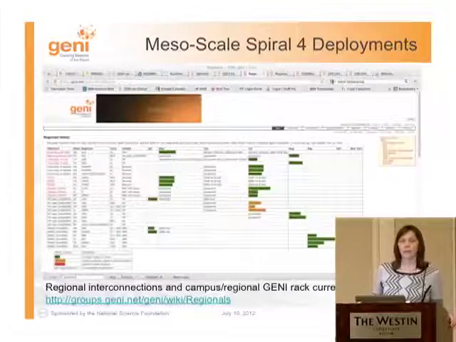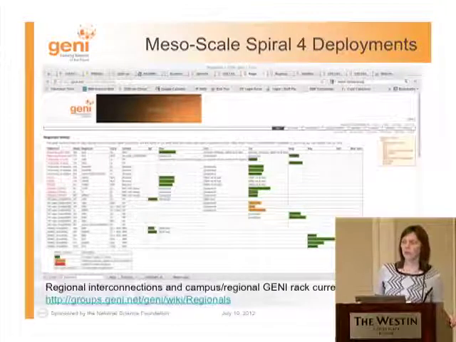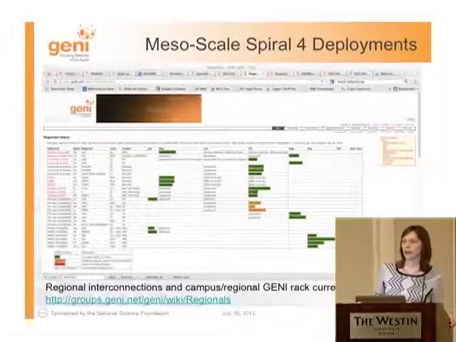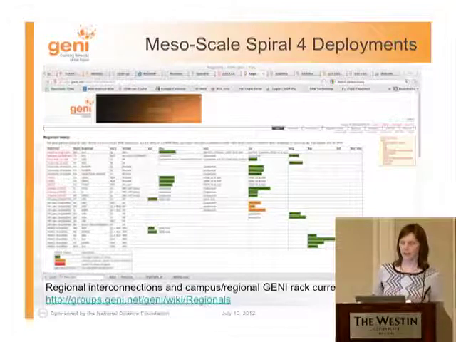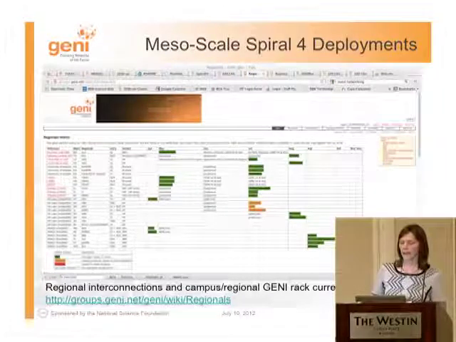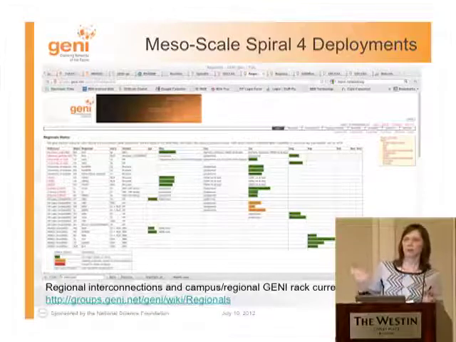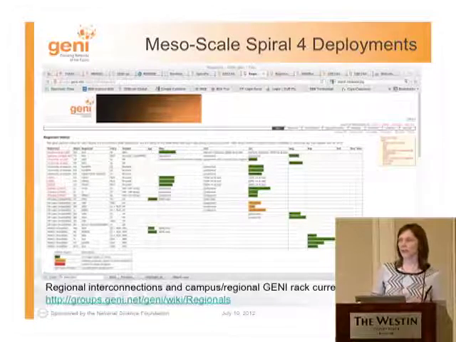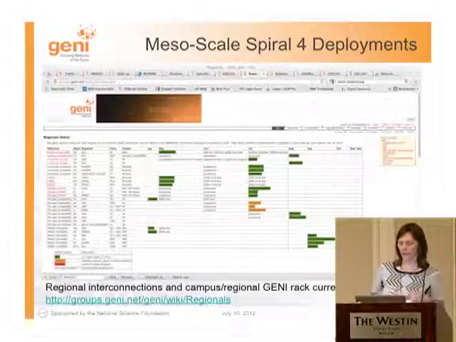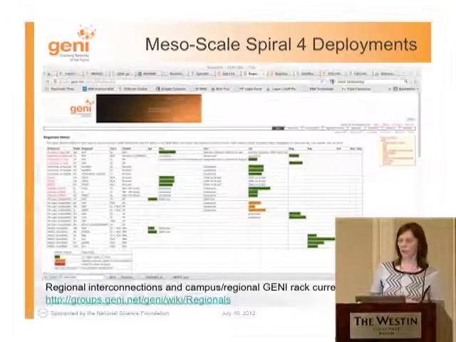We keep the status of all of the deployments for the regionals and the GENI racks online on the wiki, and I know this is hard to see, but we'll have the slides posted on the agenda, and you can go anytime and check the current status. You can tell from the green blocks that most of the regional installs are either done, actually, all of the regional installs are done.